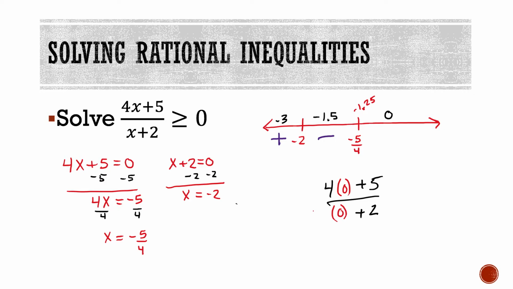So 4 times 0 is still 0, and plus 5 would be 5. 0 plus 2 is going to be 2. And again, we're really concerned with whether that answer is positive or negative. So anything in this section of the graph should produce a positive result.